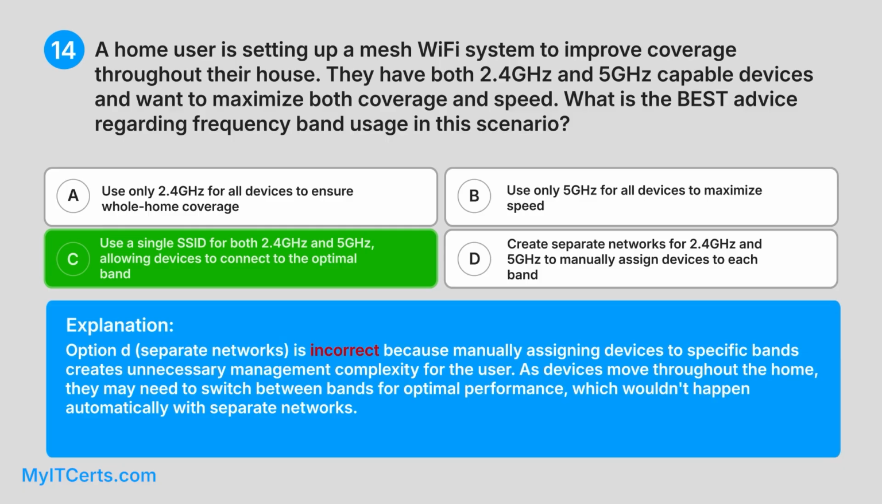Option D is incorrect because manually assigning devices to specific bands creates unnecessary management complexity for the user. As devices move throughout the home, they may need to switch between bands for optimal performance, which wouldn't happen automatically with separate networks.